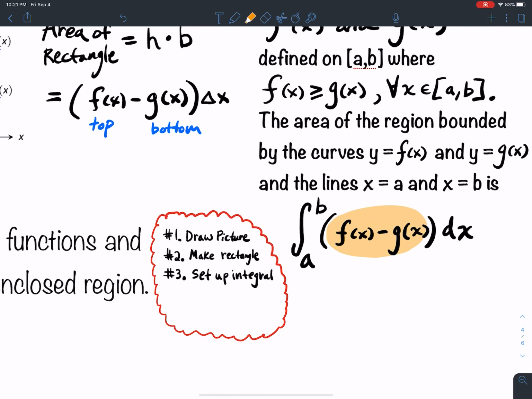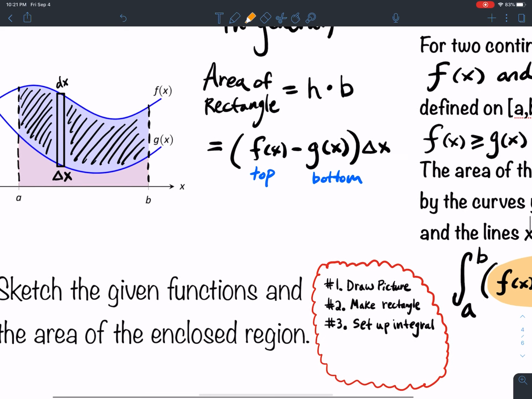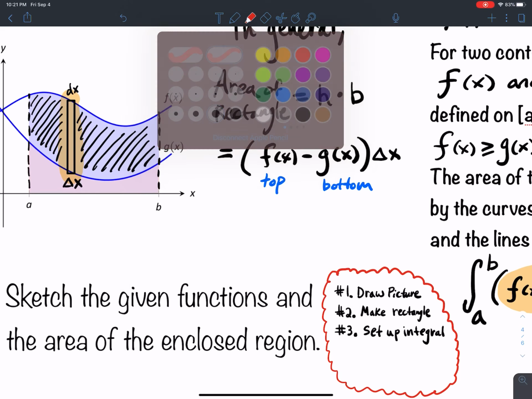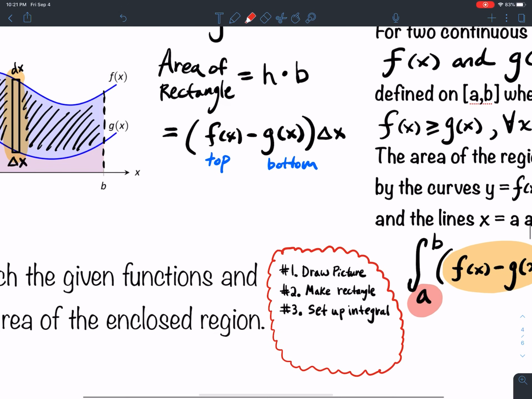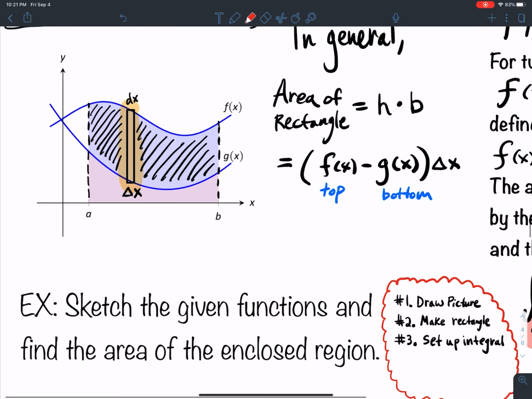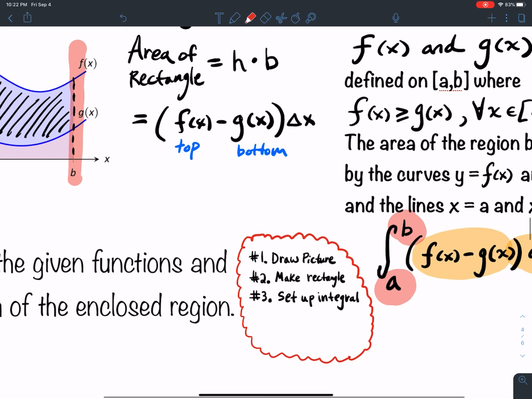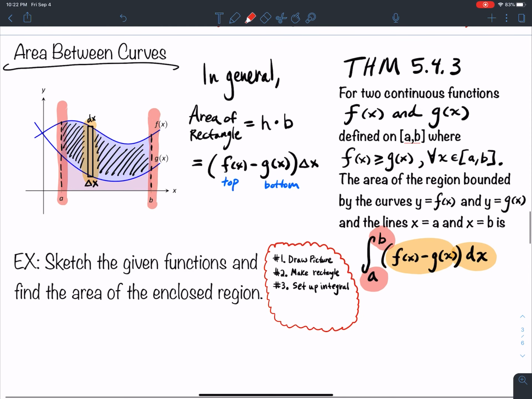So I set up my integral. I find the area of an arbitrary rectangle. And then the only thing left I've got to figure out is where I am integrating from. I'm integrating from a to b. So I start at x equal to a and I end at x equal to b. So it's important to understand those steps when you're setting up your integral.